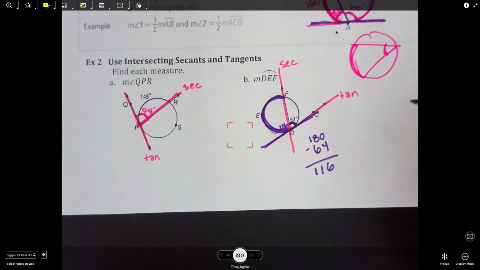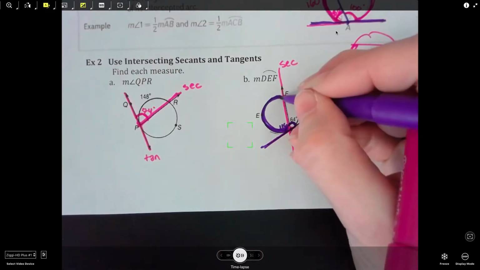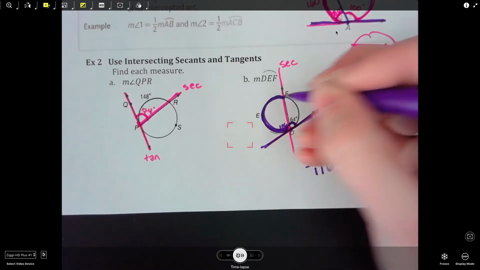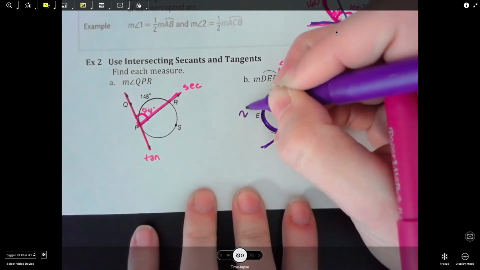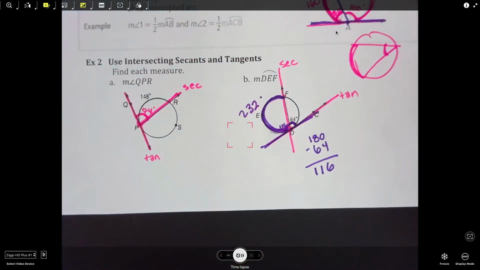Okay, this is a teeny tiny angle in there. Then that means this arc is double that. So this arc is 232, I believe. If I double 116, 232 is what this arc would be.